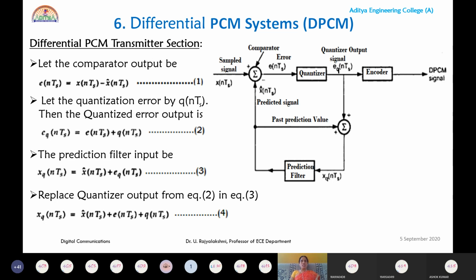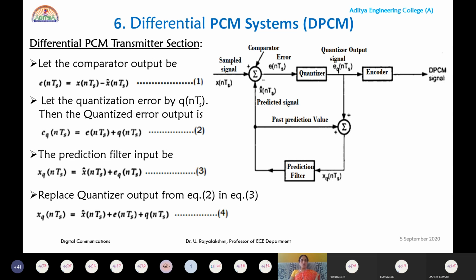What is equation 3? Prediction filter input, that is XQ of NTS, is equal to X cap of NTS plus EQ of NTS. If we have no past sample data, X cap of NTS will be 0. That occurs only at one particular instant. For all the next successive sampling intervals, X cap of NTS, that is nothing but past sample data, will exist. Okay. So now please replace equation 2 in equation 3.